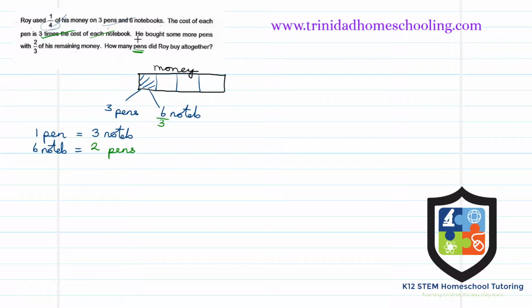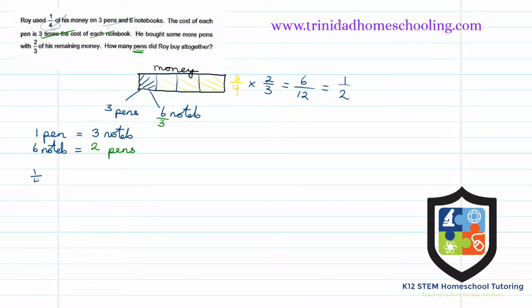The next thing they told us is that he bought some more pens with 2/3 of his remaining money. So his remaining money is this piece here, which is 3/4. And they said he used 2/3 of that 3/4. This will give us 3 multiplied by 2 will give us 6. 4 multiplied by 3 will give us 12, and when we reduce this, it becomes half. So he used a half of his money to buy some more pens.